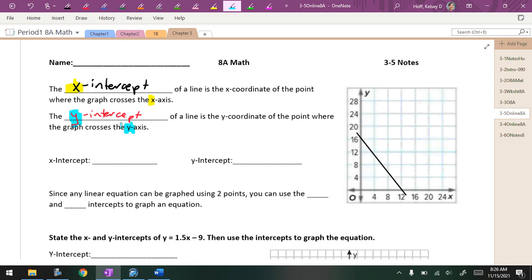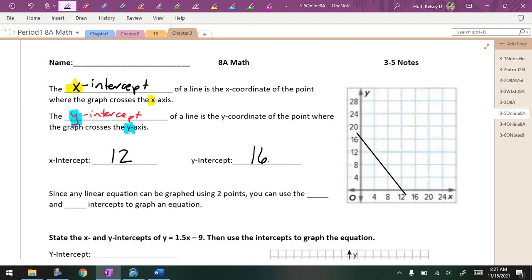It's usually labeled too. And y is your vertical, okay? So if we look at this graph, the x-intercept, where does the line cross the x-axis on that graph? On the bottom, what number is that at? 12, very good. So my x-intercept is 12. Y-intercept, 16. Okay, biggest thing, x is on the bottom, y is running up and down. Sometimes on the left, sometimes it's in the middle.